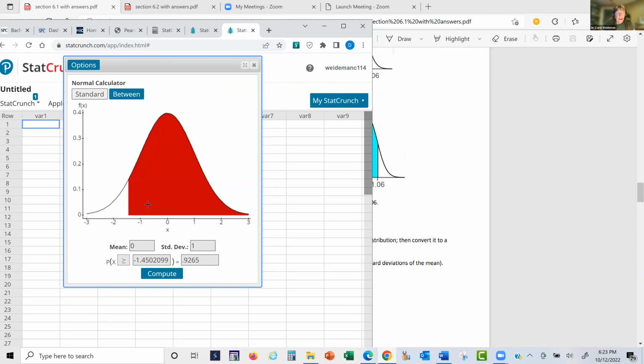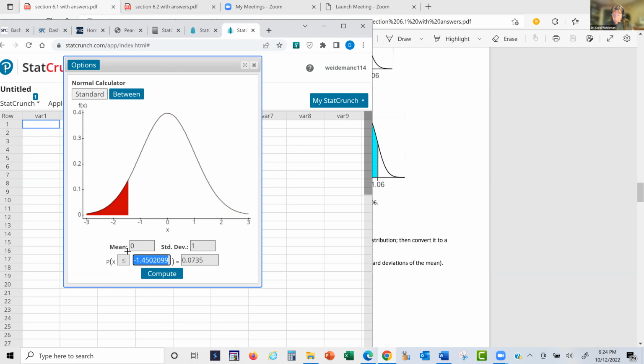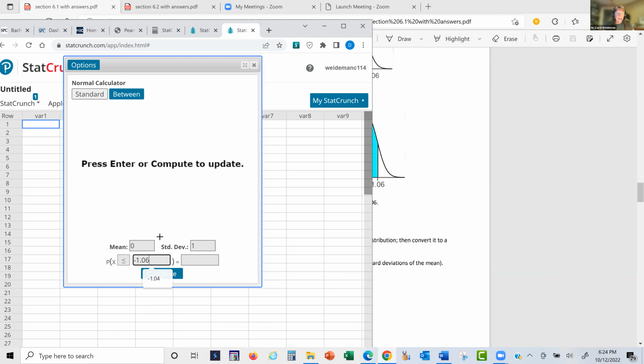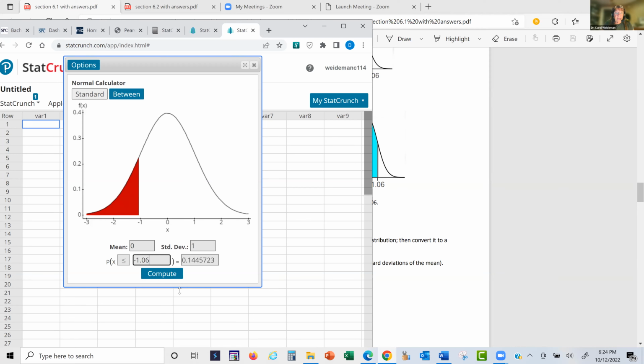All right. So we're going to go back to the standard. And we want, oh, hold on a second. I got all my Zoom tools in the way. Okay, we're going to go area to the left. So I went less than or equal to, and I'm going to put in negative 1.06. And my probability is 0.1446, 4 decimal places. Okay.